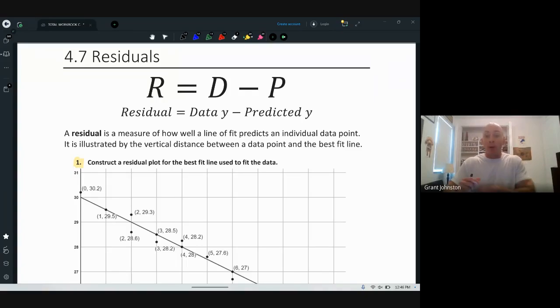Residuals. This is probably a fully new word to you, but the residual equals your data, whatever y value you have, subtracted from that predicted y value. And remember that predicted y value is from that line of fit. To me, residuals make more sense when you look at them visually on a graph. So let me show you.